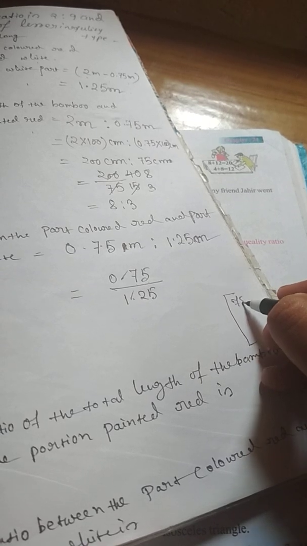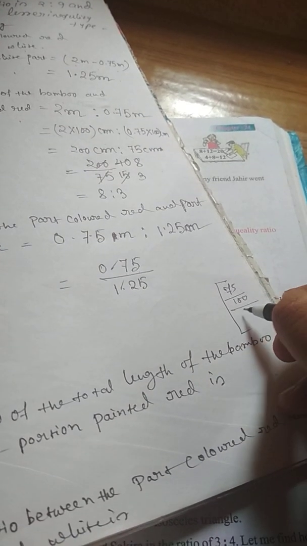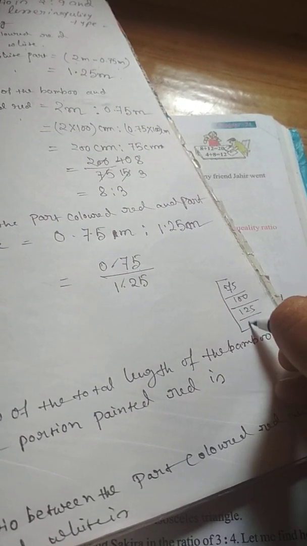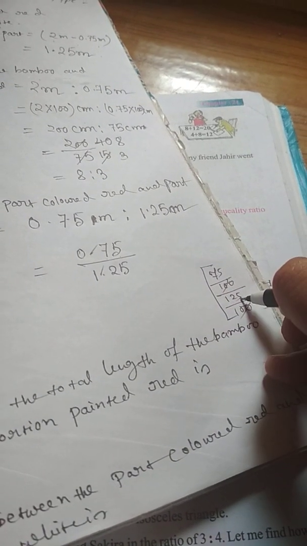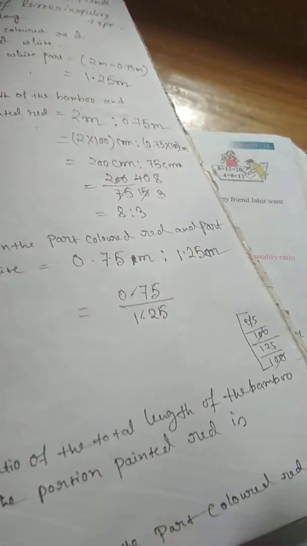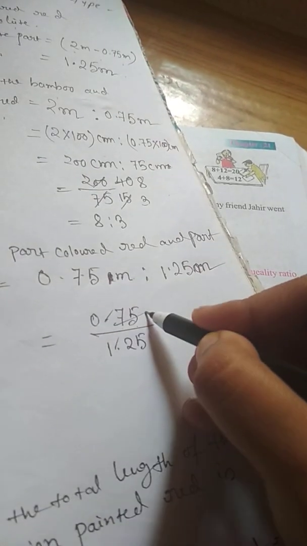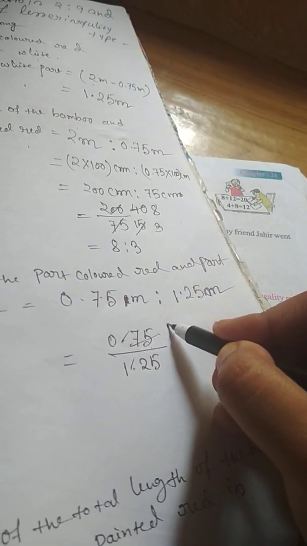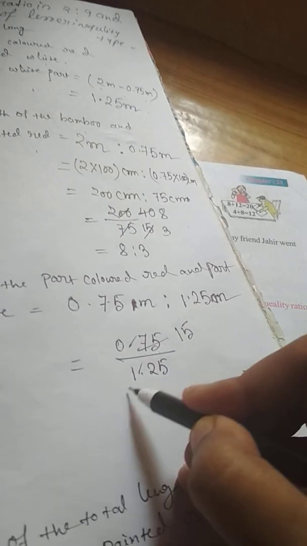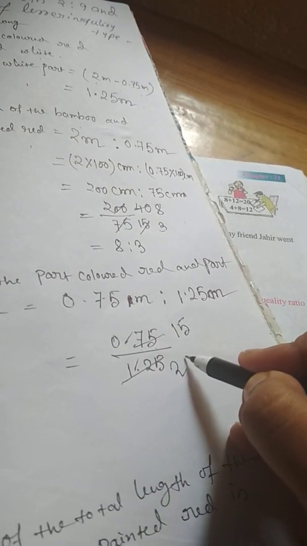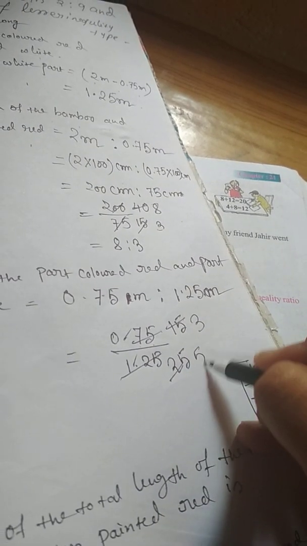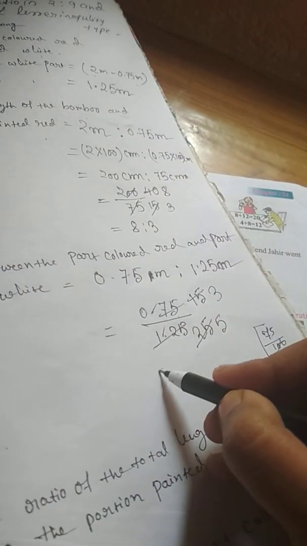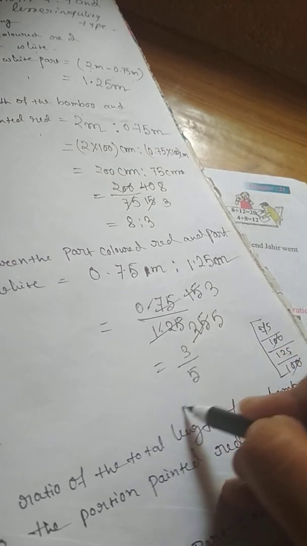0.75 means 75 by 100 and 1.25 means 125 by 100. The 100 cuts out, and 75 by 125 remains. Now I'll cut it by 5. 5 fifteens are 75, 5 twenty-fives are 125. So 3 by 5, the ratio equals 3:5.